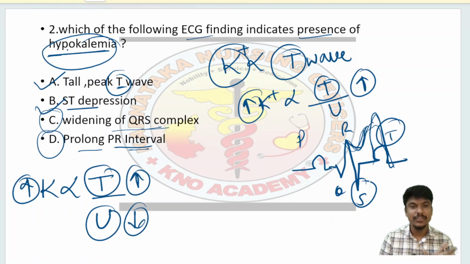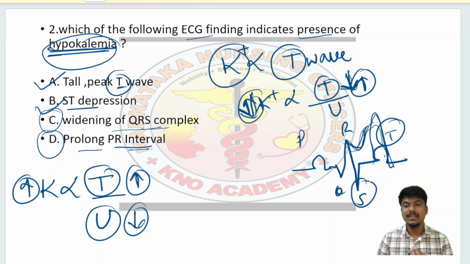But here the examiner is asking about the changes in hypokalemia. Hypokalemia means less potassium. Less potassium means there is absence of T wave. The T wave will not be there. Here the T wave is there.